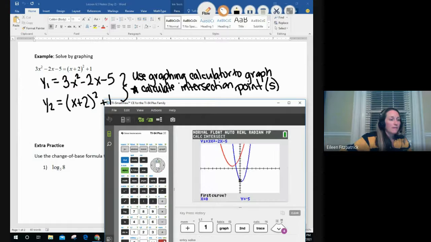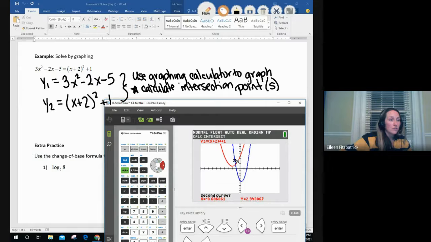Number 5. Okay. It says first curve. So as long as you're on one of the functions, the blue is fine. I'm going to get close to where they intersect and push enter. And then it's going to say second curve. So as long as you're on the other parabola, this time I'm on my red parabola.